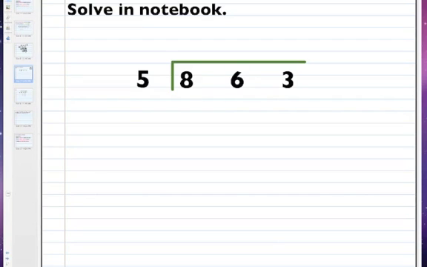Write this problem into your math notebook. 863 divided by 5. I want you to use the column division method to solve this problem. Press play when you're ready to see the work.